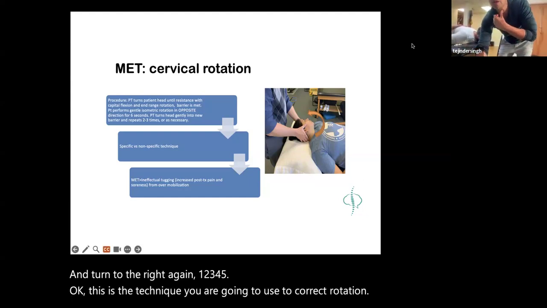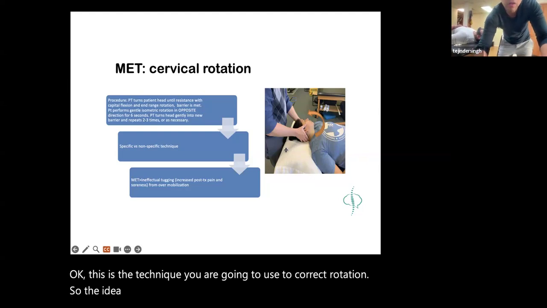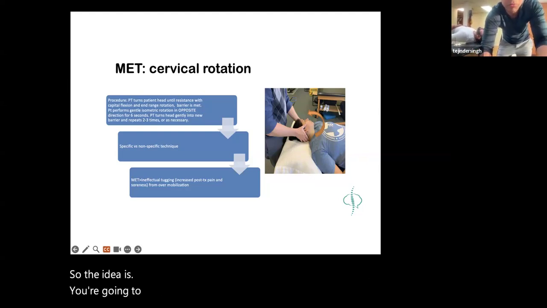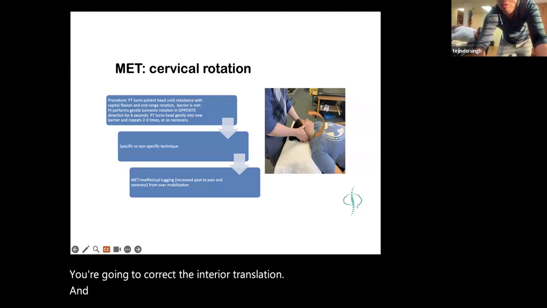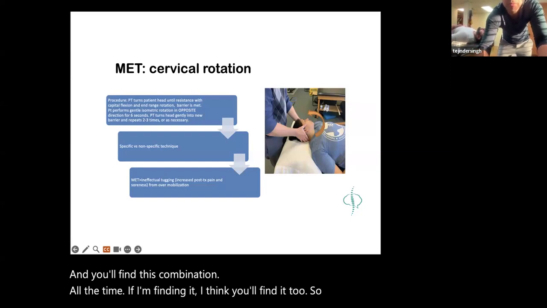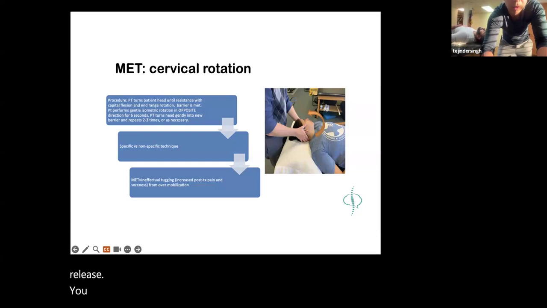So the idea is you're going to correct the anterior translation, and you'll find this combination all the time. If I'm finding it, I think you'll find it too. Suboccipital release. You can do a lateral bend correction via the ipsilateral technique.